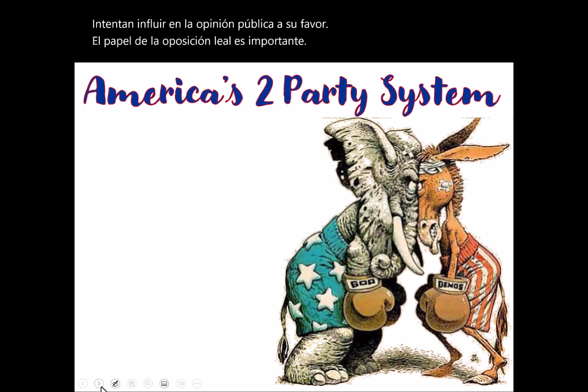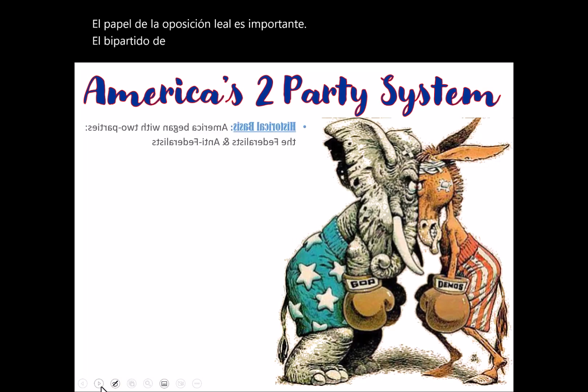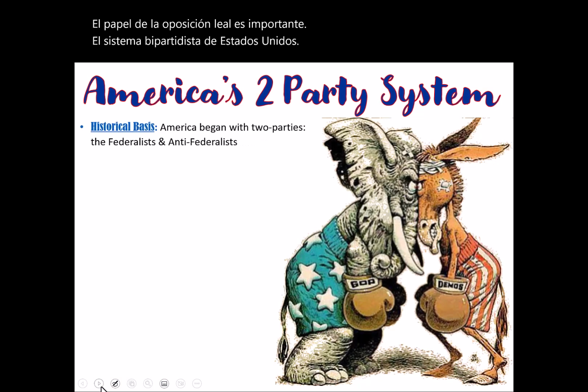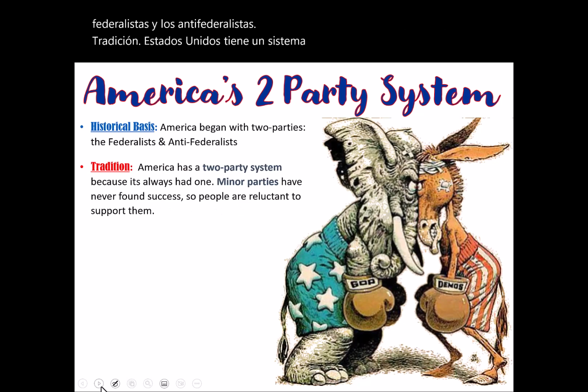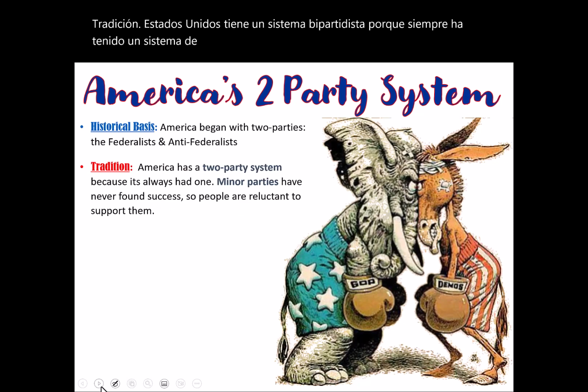So, America's two-party system. Historical basis: America began with two parties, the Federalists and Anti-Federalists. Tradition: America has a two-party system because it's always had one. Minor parties have never found success, so people are reluctant to support them.